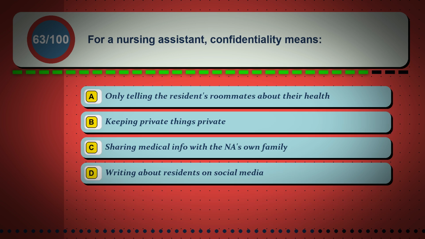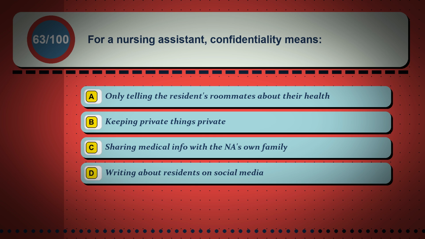Question 63. For a nursing assistant, confidentiality means: Option A. Only telling the resident's roommates about their health. Option B. Keeping private things private. Option C. Sharing medical info with the NA's own family. Option D. Writing about residents on social media.